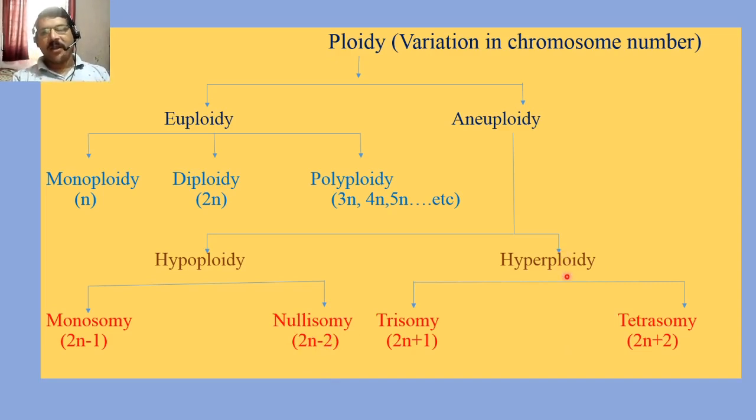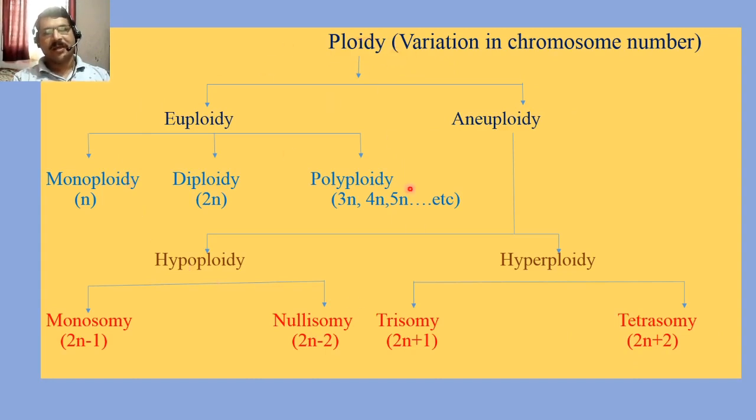The second type of aneuploidy is hyperploidy. Here you can see chromosomes get added. In the first case, only one chromosome gets added, so it is known as trisomy. In the second case, two complete chromosomes get added, meaning two homologous chromosomes or one complete chromosome pair gets added, and it is known as tetrasomy. These are the variations in chromosome number, or numerical changes in chromosomes, known as ploidy.